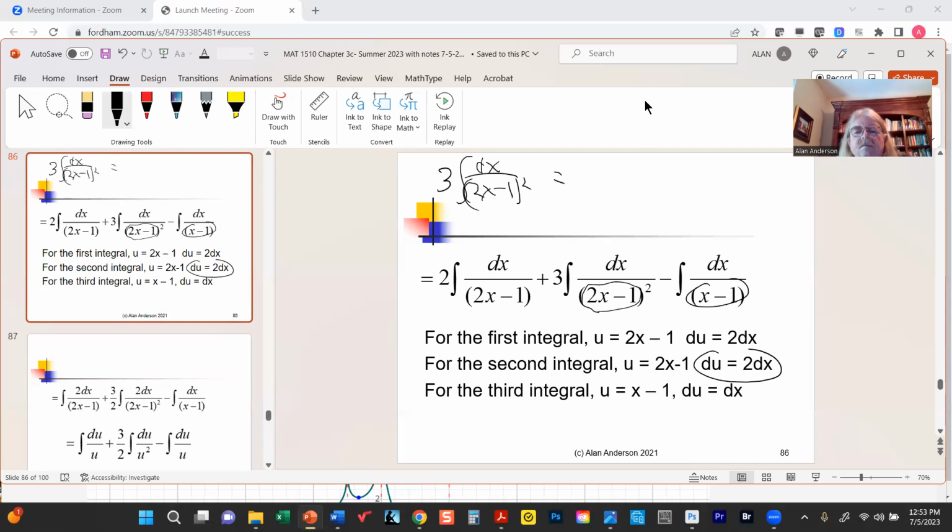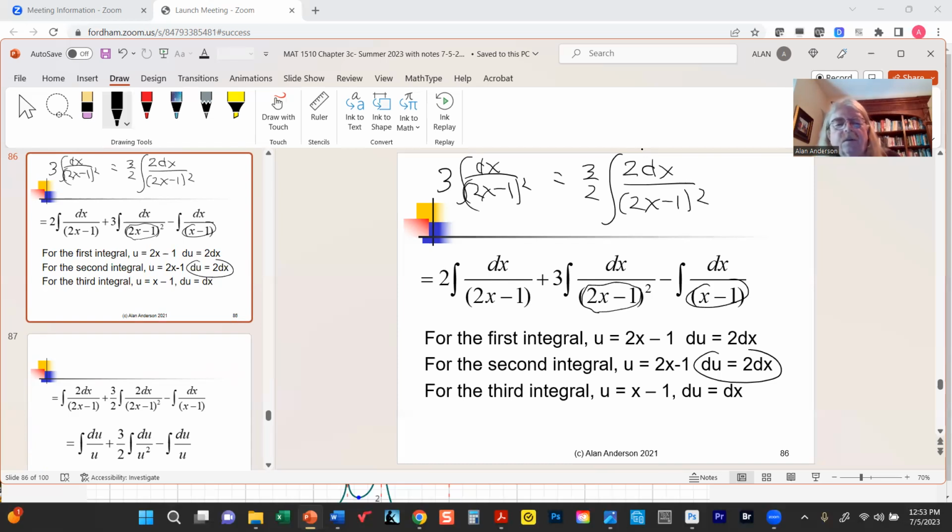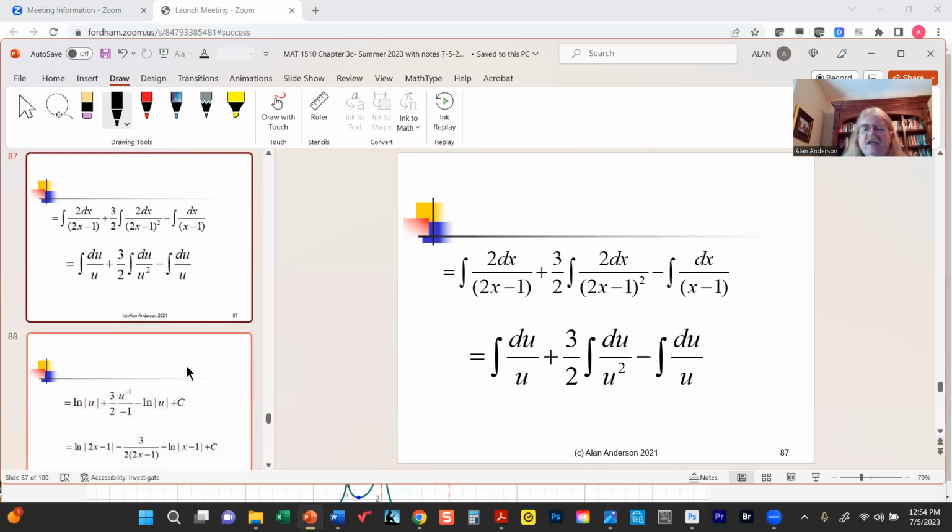So let's do a little trick here. We'll just rewrite it ever so slightly. I mean, it's still the same thing, but now you've got du in the numerator. Okay. The other two are fine the way they are. Okay. So that's what I've done in the next slide. I've changed this one only so that now suddenly we have du over u plus 3 halves du over u squared minus du over u.